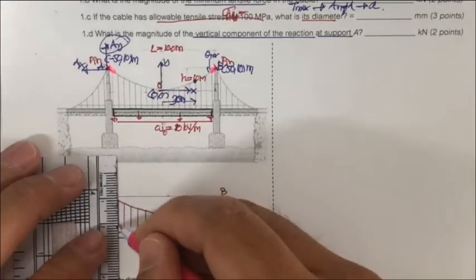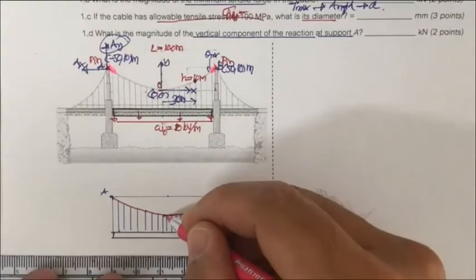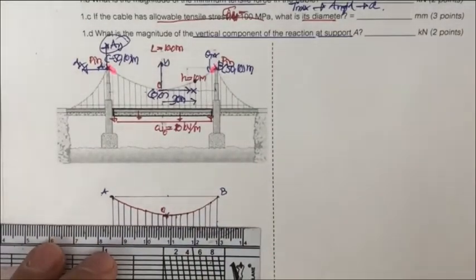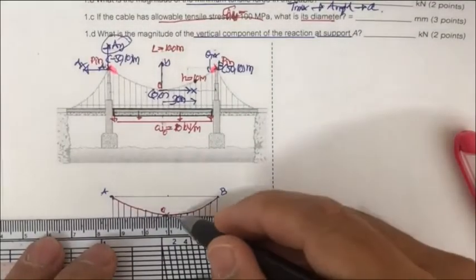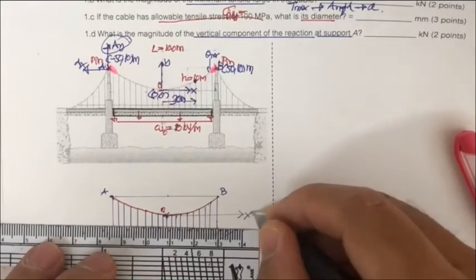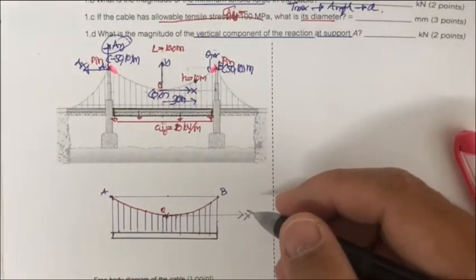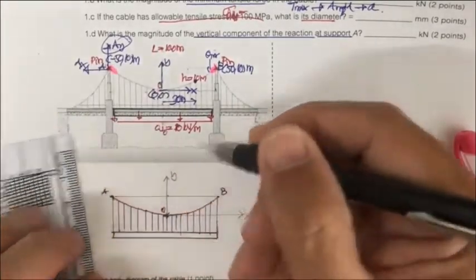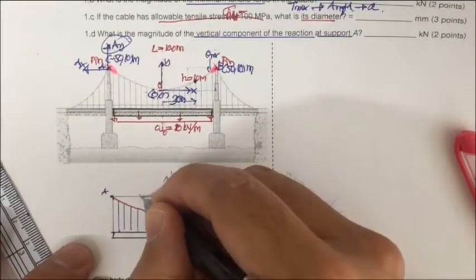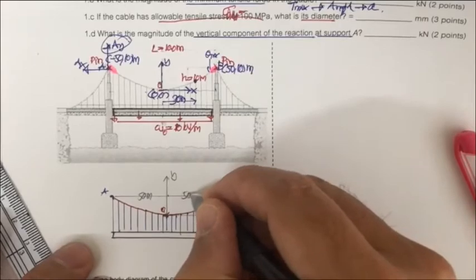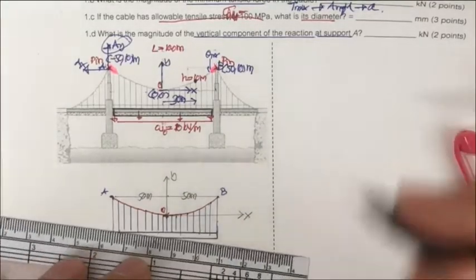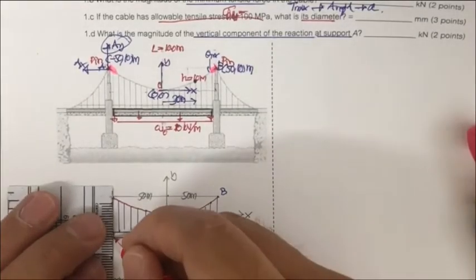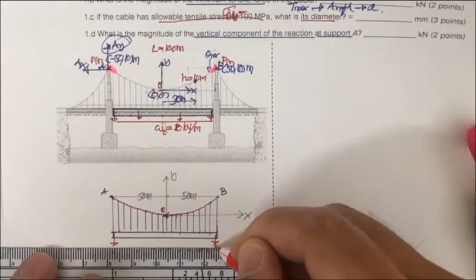And what we have over here is going to be the lowest point, and we set this one as the origin of the coordinate x. This is going to be the x, and this is going to be the vertical y direction. And since this is in symmetry, this is 50 meter, this is going to be 50 meter, and under the applied force, the cable is in tension.